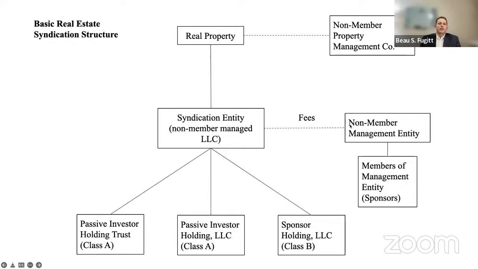I've seen plenty of deals where this management entity will manage the syndication entity as well as manage the property. And that's fine. It's still the same theory that you're separated. Your limited liability is still in place. However, it's just one less layer of protection, if you will.